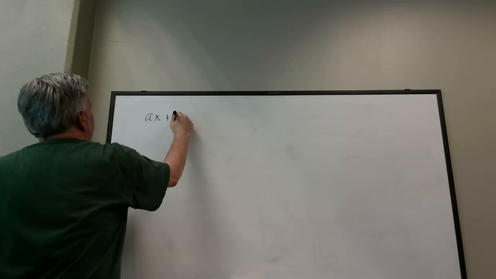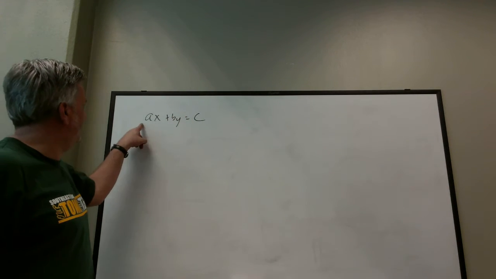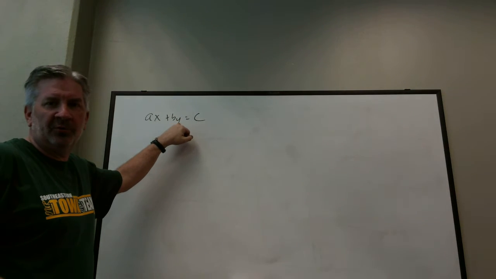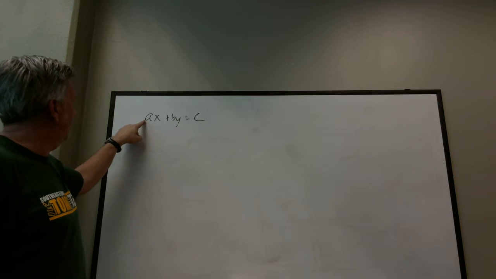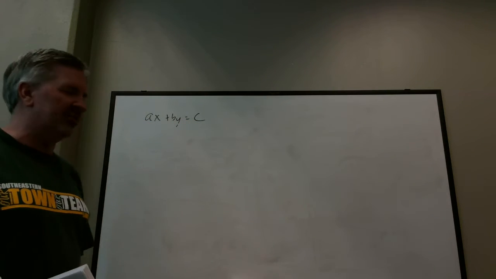So ax plus by equals c, where a and b are not both 0, because a, b, and c are real numbers. X and y are the variables you're trying to solve for. You're trying to figure out what x and y are. So if a and b are both 0, you're going to get 0 equals c. You don't have any variables in the equation.